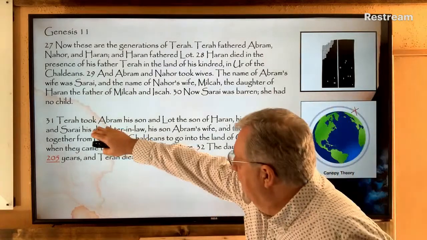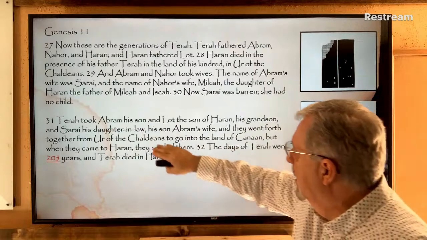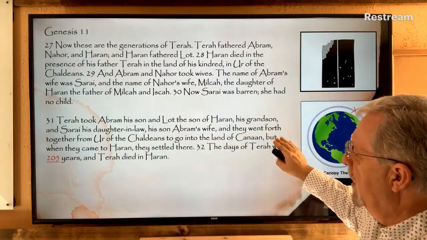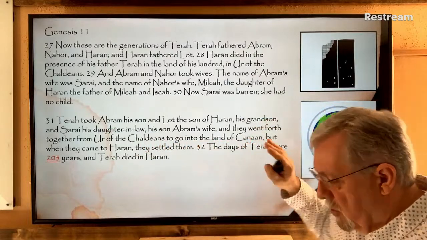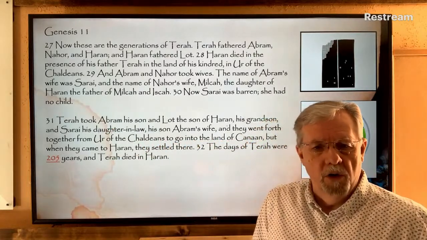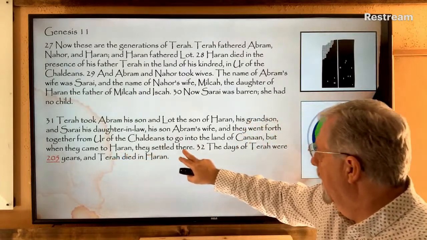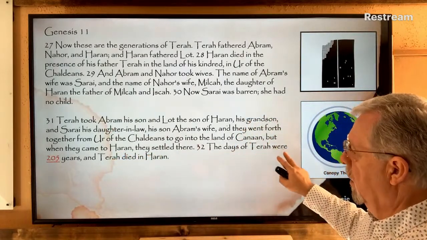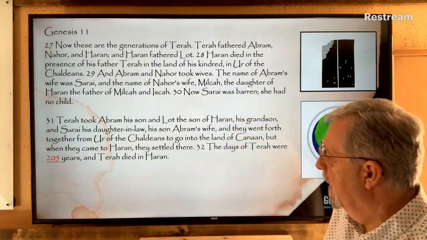So, Terah took Abram, his son, and Lot, his grandson, and Sarai, his daughter-in-law, his son Abram's wife, and they went forth together from Ur of the Chaldeans to go into the land of Canaan. So their goal is to go to the land of Canaan. But when they came to Haran, they settled there. The days of Terah were 205 years, and Terah died in Haran.